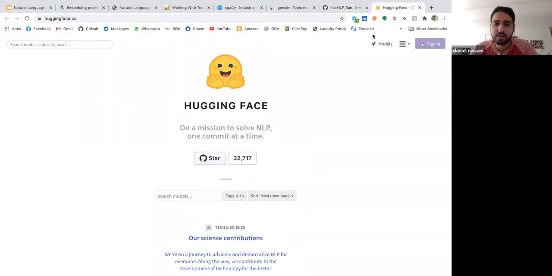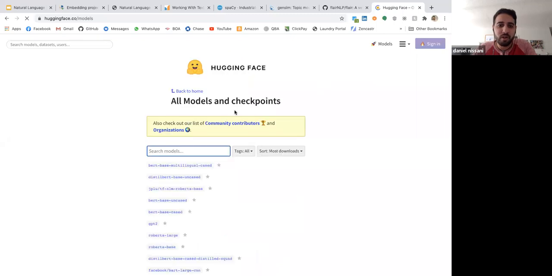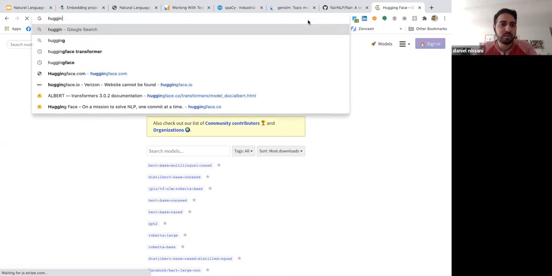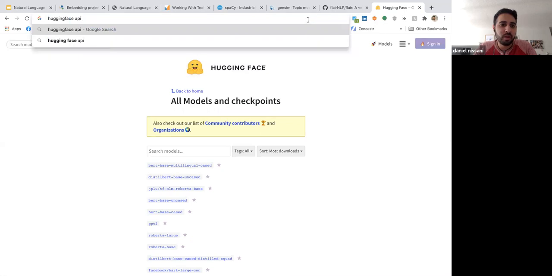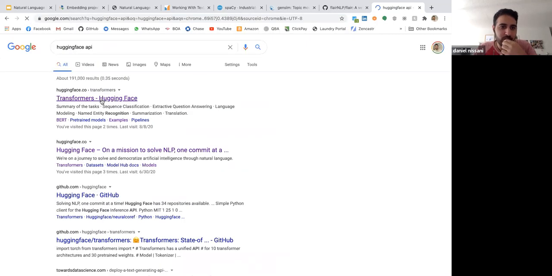Then we have Hugging Face. Hugging Face is a startup that is looking into how they can use the most cutting edge NLP techniques to make a chatbot. I think that's what they used to be. I think they're really just a research organization now. But they have all of these models. Oh man, is this not going to be the API? Let me look for it really quick. Hugging Face API. Here we go.